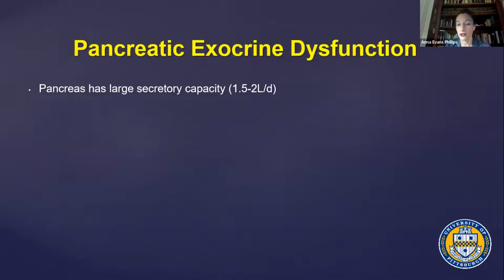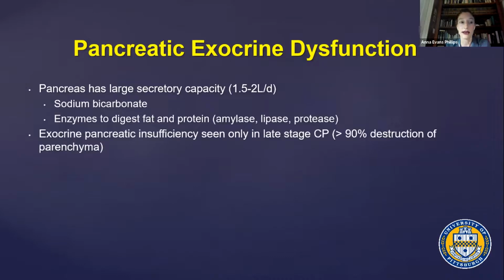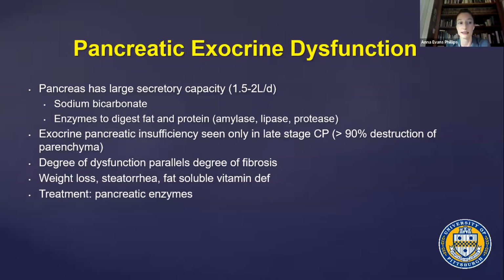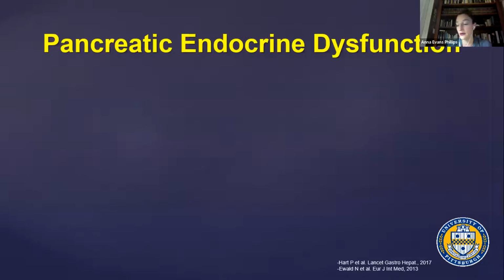Pancreatic exocrine dysfunction, or exocrine pancreatic insufficiency, as you may have heard it called, is the situation where patients are not producing enough digestive enzymes from the pancreas. It has a large secretory capacity, and oftentimes we see this in very late stage chronic pancreatitis, but we're starting to understand that this can actually occur in more subtle fashion earlier on in the course of disease. The treatment for exocrine pancreatic insufficiency is supplementation with pancreatic enzyme replacement therapy.